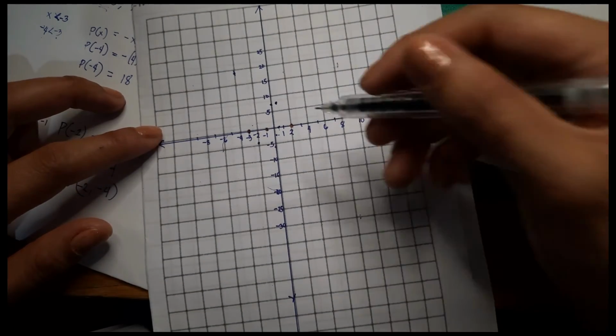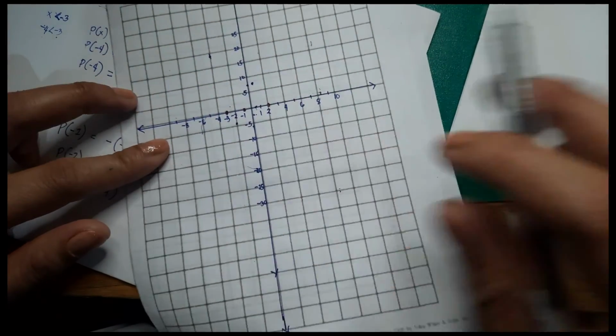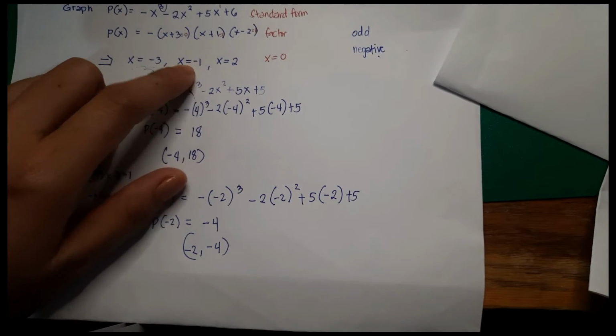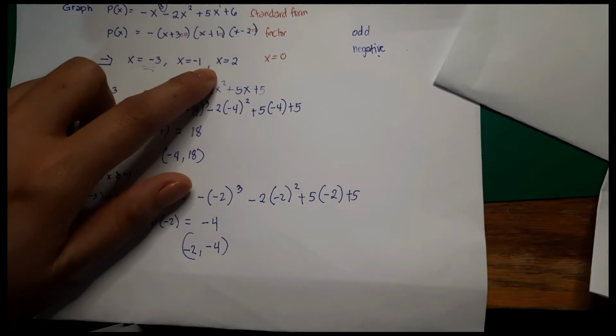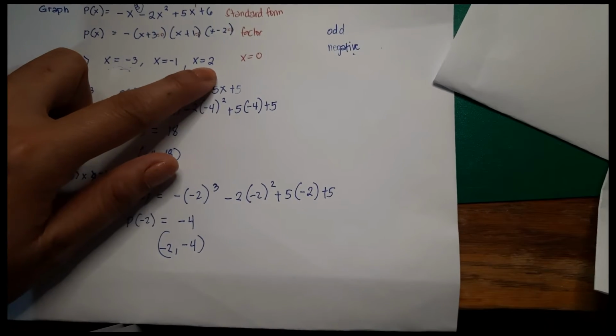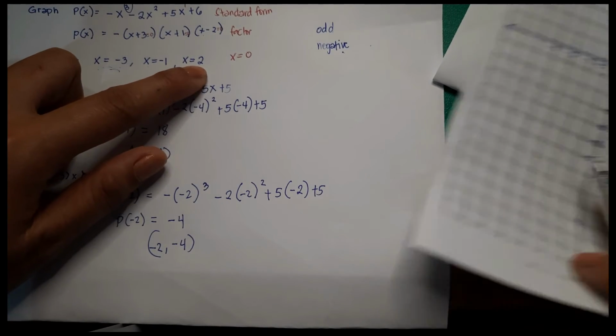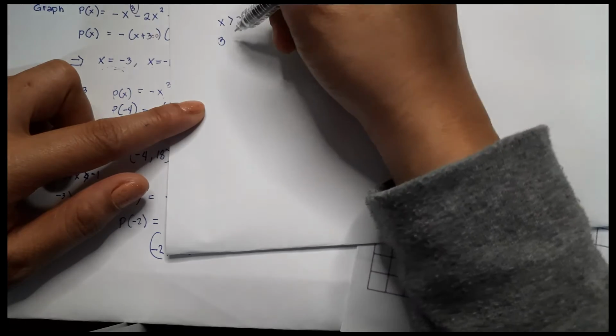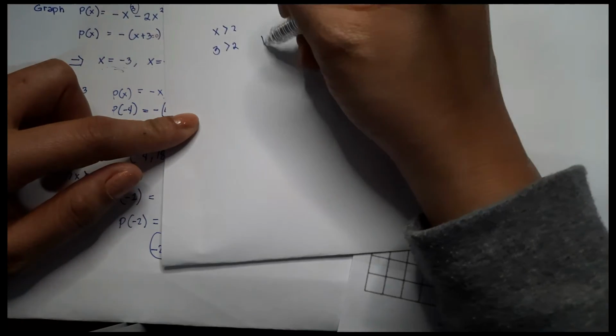Next. So, 2 is next, right? Let's go back to the 2. There is none. Let's look at the midpoint of the two. So, what is greater than 2? Okay? So, we start with greater than 2. So, x is greater than 2. We can say 3. 3 is greater than 2. So, P of 3 equals.